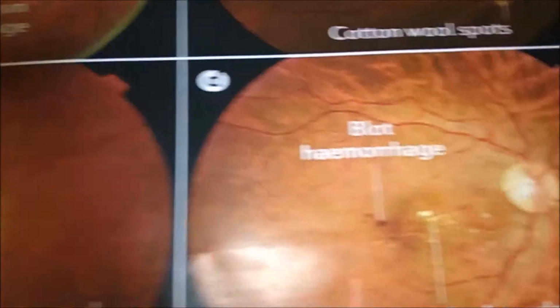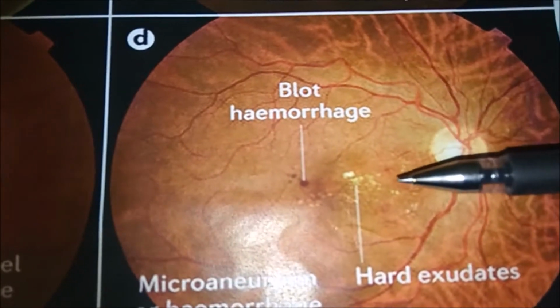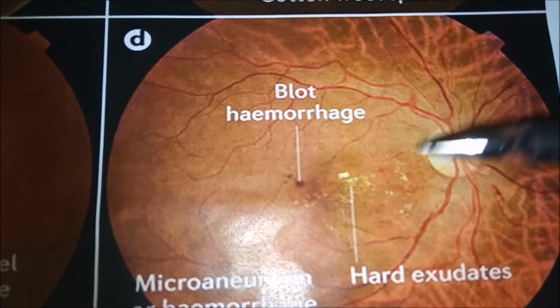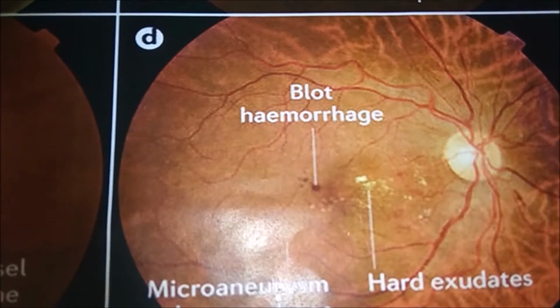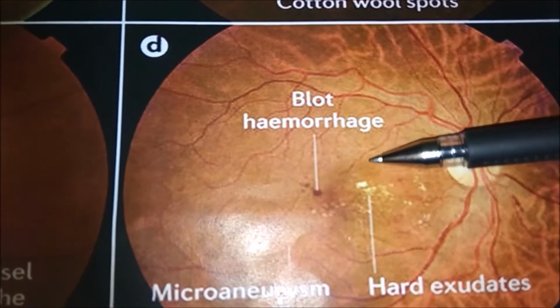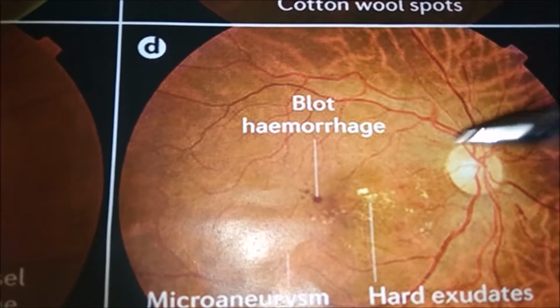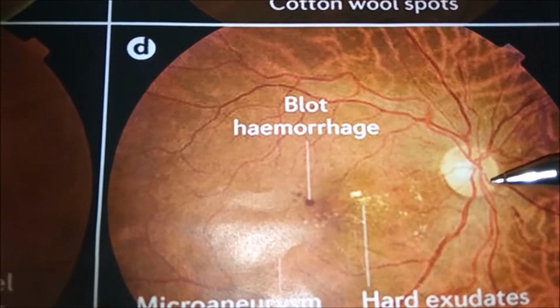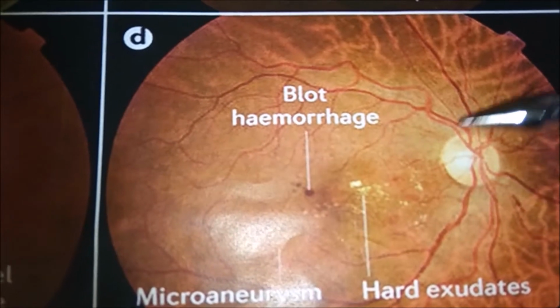And for the fourth picture here, this actually shows maculopathy, diabetic maculopathy. Why is this so? Because the exudates are at the macular area, where the macula is 3 times the size of the optic disc.